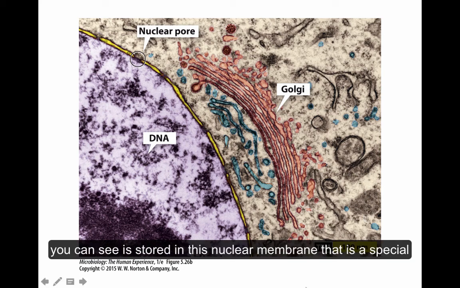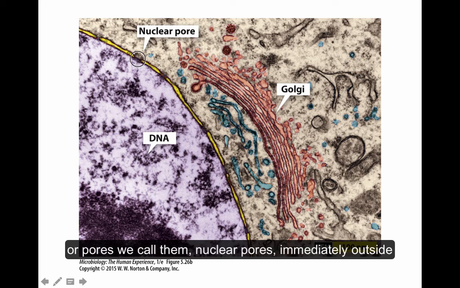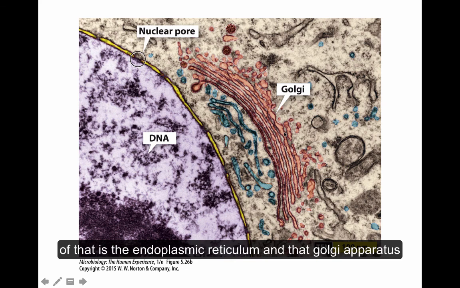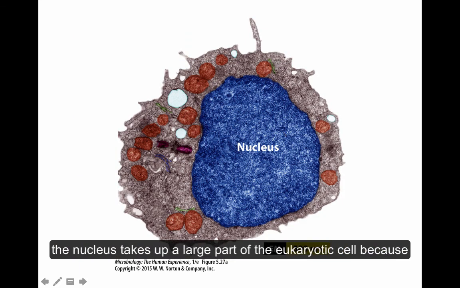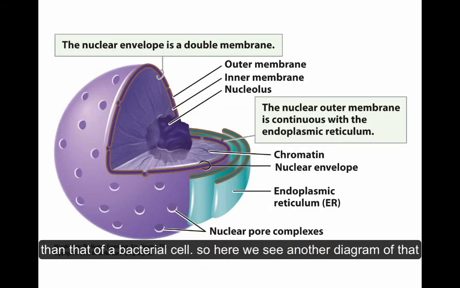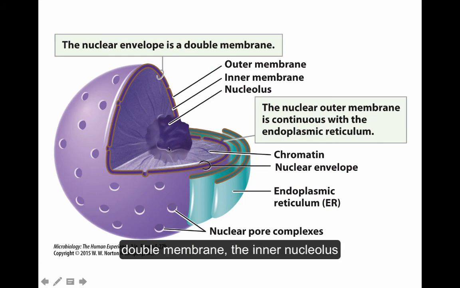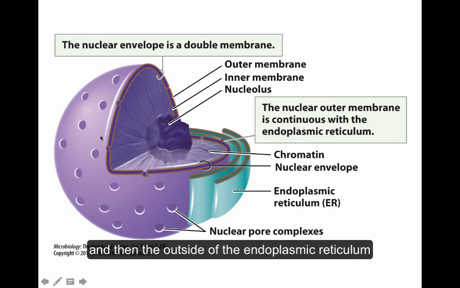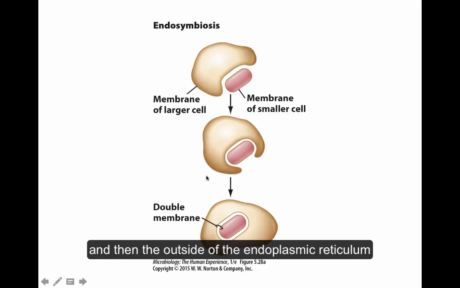The DNA, you can see, is stored in this nuclear membrane. So this is a special compartment that the DNA is kept in, and there are holes in that, or pores, we call them nuclear pores, in that nucleus. Immediately outside of that is the endoplasmic reticulum and that Golgi apparatus. The nucleus takes up a large part of the eukaryotic cell because the chromosomes in the genome of a eukaryotic cell are much, much larger than that of a bacterial cell. Here we see another diagram of that double membrane, the inner nucleolus, and then the outside of the endoplasmic reticulum.